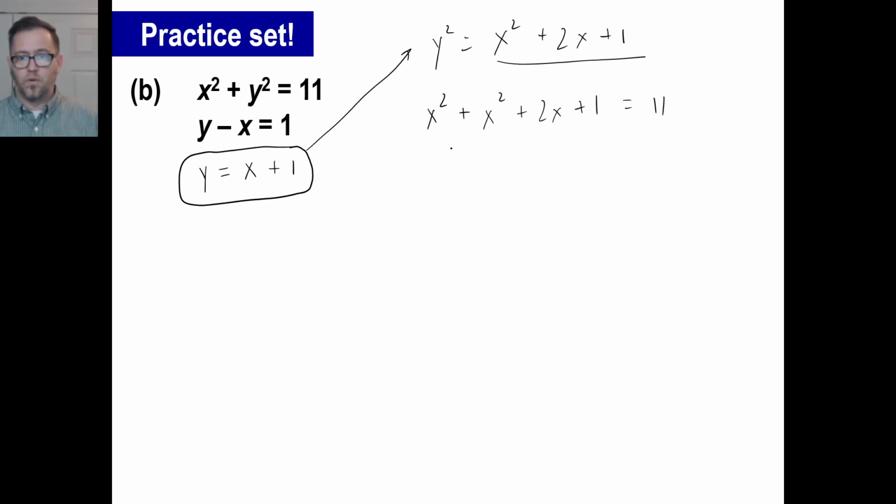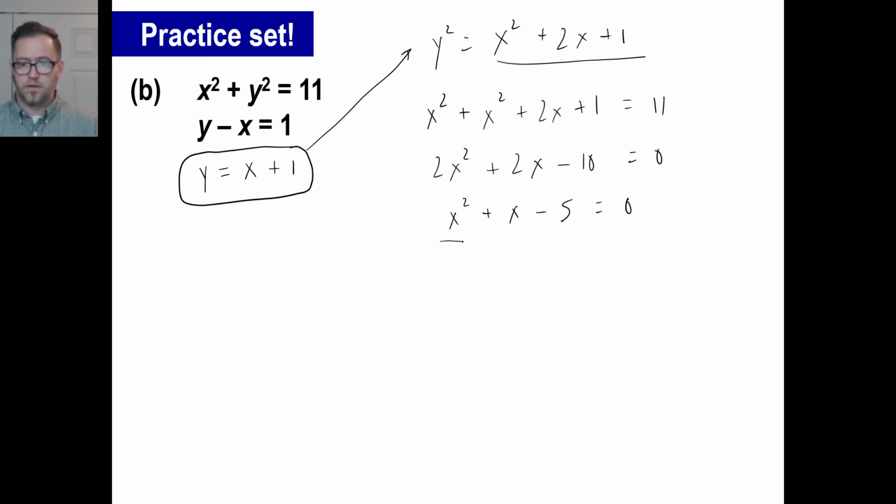I have a 2x squared, I have a 2x, and I'm going to go ahead and move this 11 over here, so I have a -10 that equals 0. I notice that all three of those terms are divisible by 2, so I'm going to go x squared plus x minus 5 equals 0.